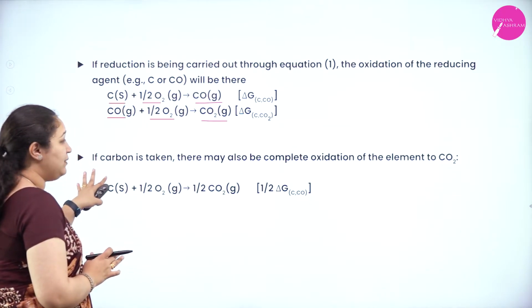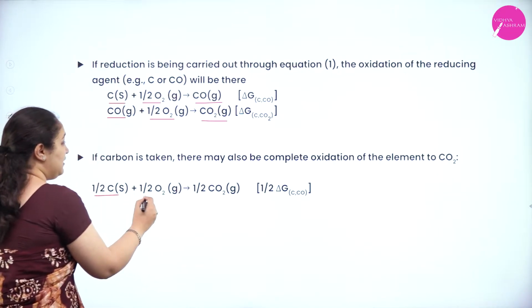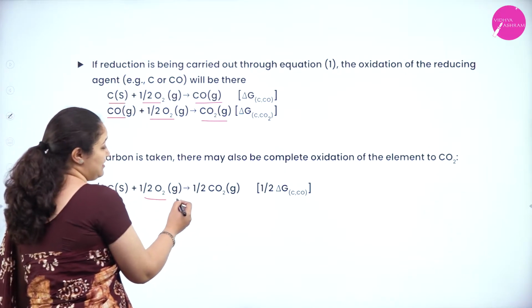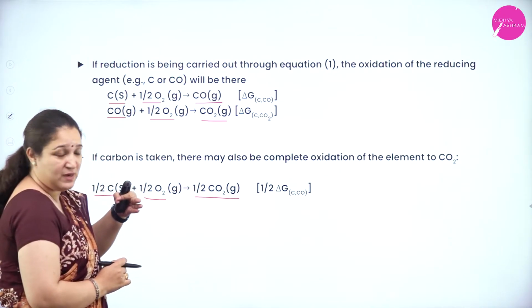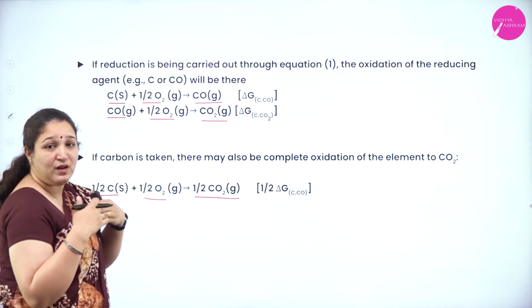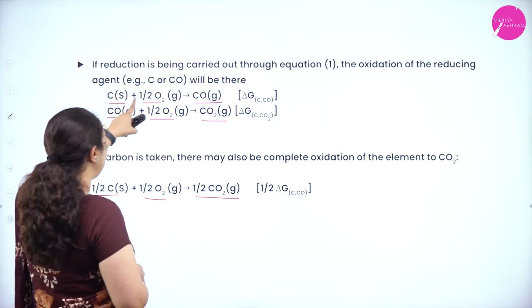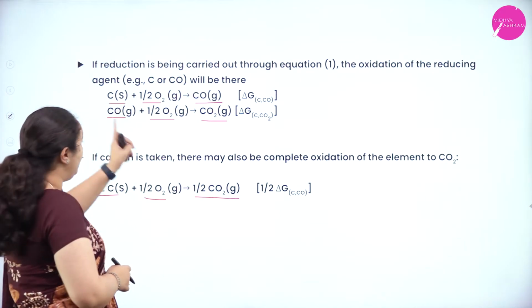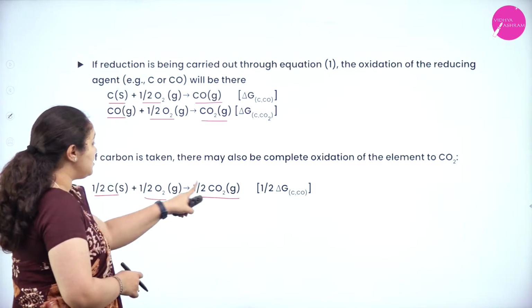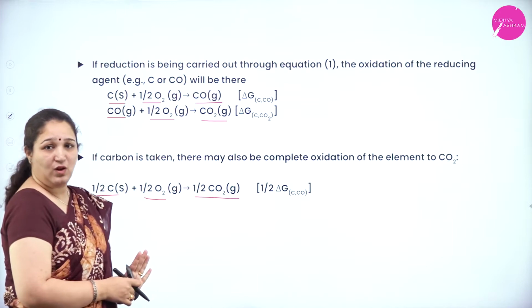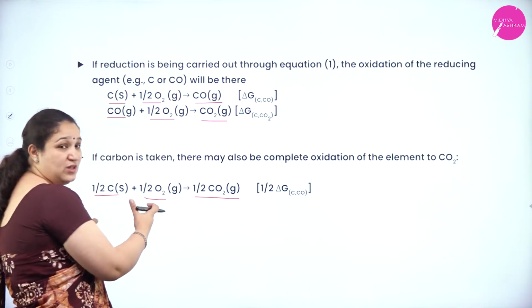If only carbon is taken, then carbon with less oxygen, or with excess oxygen, can even form carbon dioxide. See, there are 3 reactions which are possible, which I get from the Ellingham diagram. That is carbon with oxygen giving carbon monoxide, carbon monoxide with oxygen giving carbon dioxide, and carbon with oxygen also giving carbon dioxide. Okay. Here I am getting the equation the way I want.